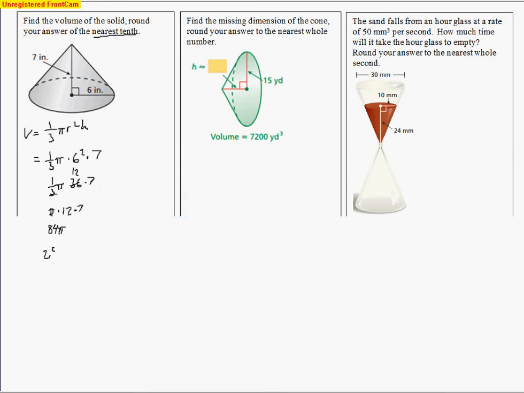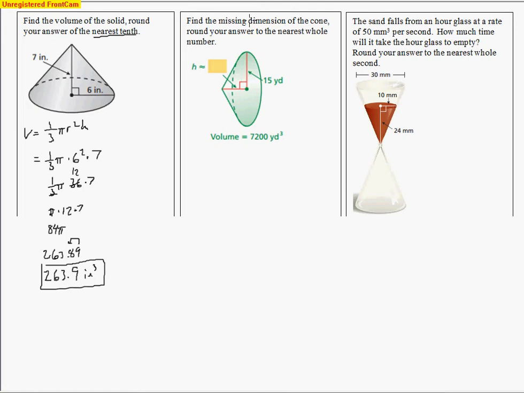263 and 89 hundredths. So looking at this, I'm supposed to round to the nearest tenth, so the 9 is going to round that up, so it's 263.9, and then these are inches cubed. Again, I'm using the pi button. If you use 3.14, it's going to modify this, probably be 263.8, rounded to the nearest tenth.